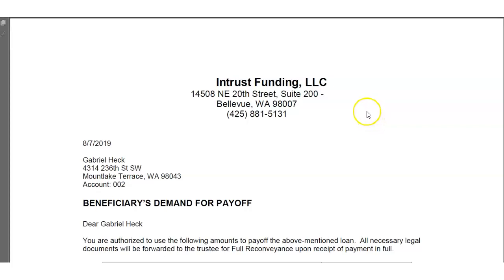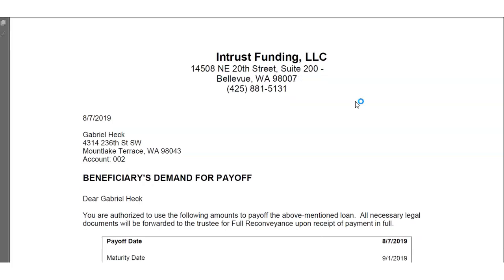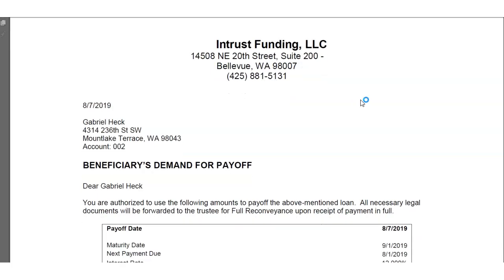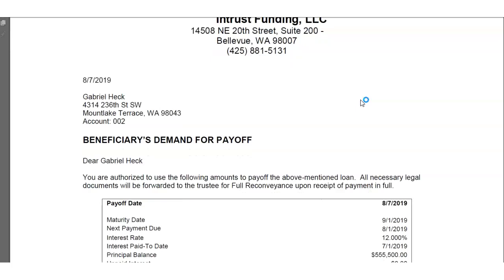Hello everyone, this is Gabriel Heck with Intrust Funding, and today I'm going to explain the beneficiary's demand for payoff. So this is basically just a payoff statement, and I'm just going to explain this to you.